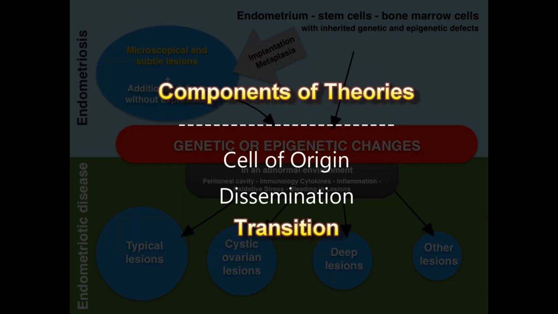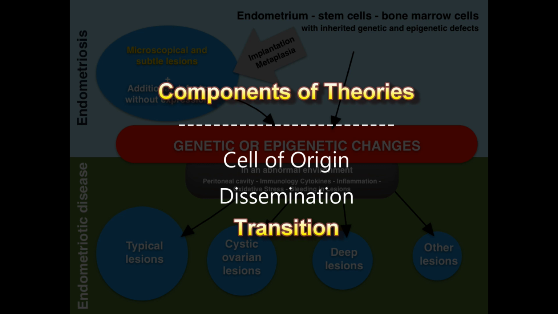This is Dr. Dan Martin for the authors of Pathogenesis of Endometriosis, the genetic-epigenetic theory. Endometriosis is a disease with hereditary, inflammatory, immunologic, and biochemical components. It is also likely to be more than one disease with major late phenotypes that include typical, cystic ovarian, and deep infiltrating endometriosis. The components of theories have included the cell of origin, the method of dissemination, and the transition.